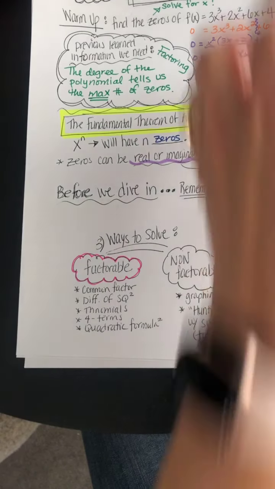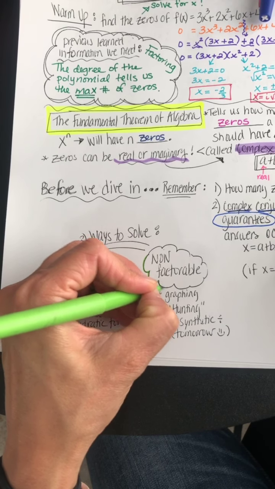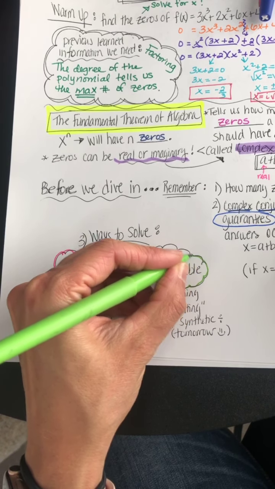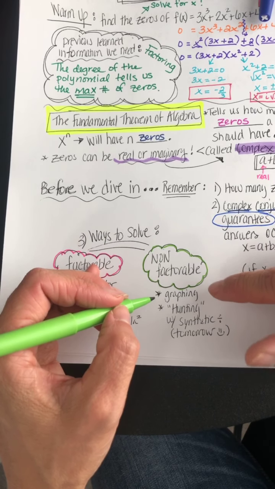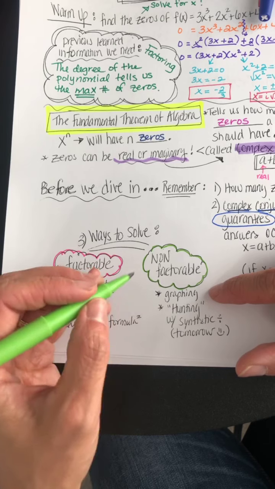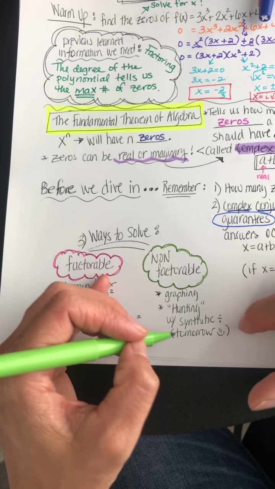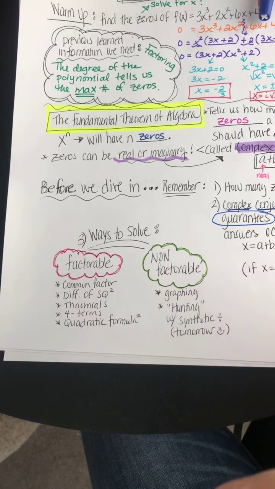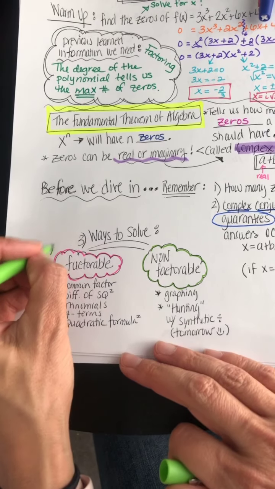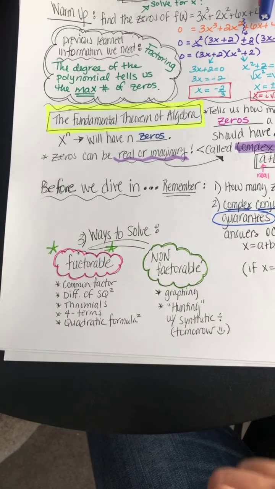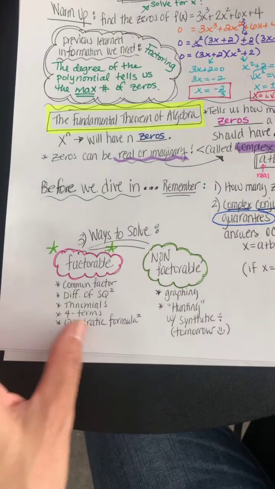We also have, if it's not factorable, how can we solve it if we can't factor it? Or can't use the quadratic formula? Well, we can use graphing, or we can hunt for the zeros with synthetic division, and that will be in the next lesson. So today is mostly going to be focusing on the ones that are factorable. So this is our focus, the factorable ones today. Don't worry, we'll go hunting for the next lesson.